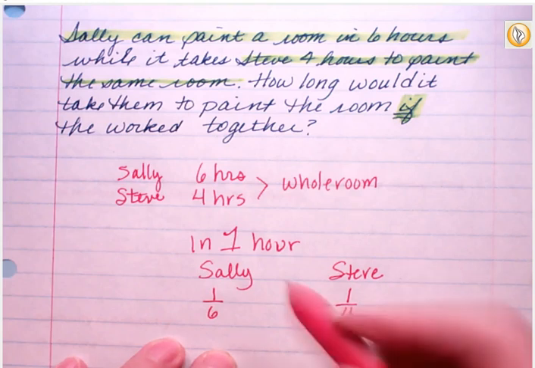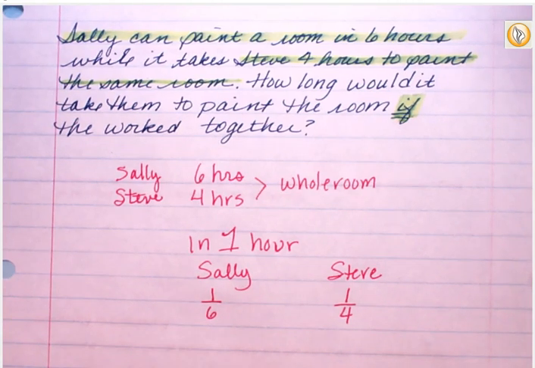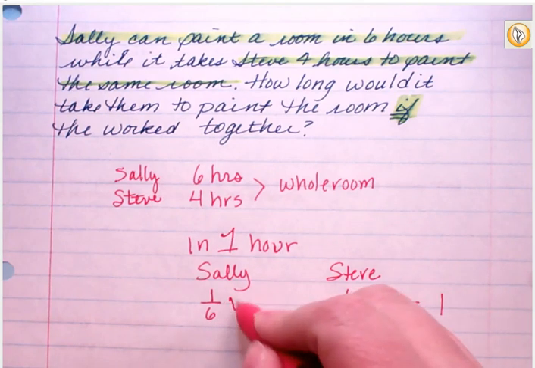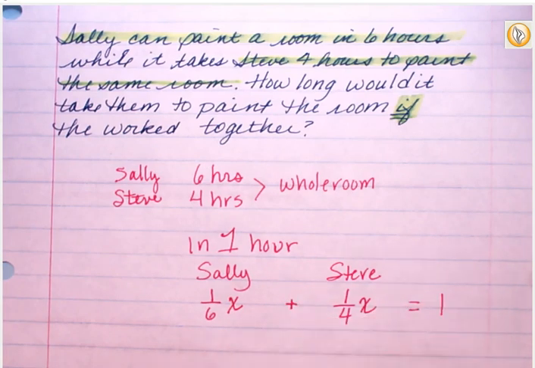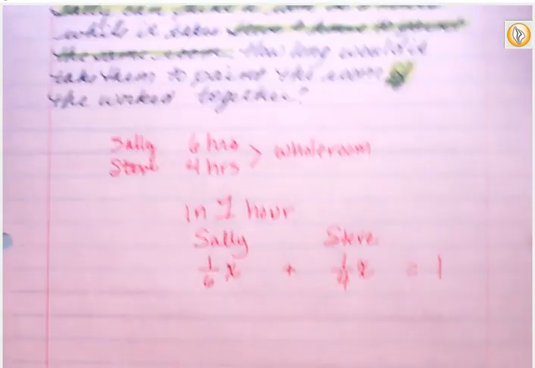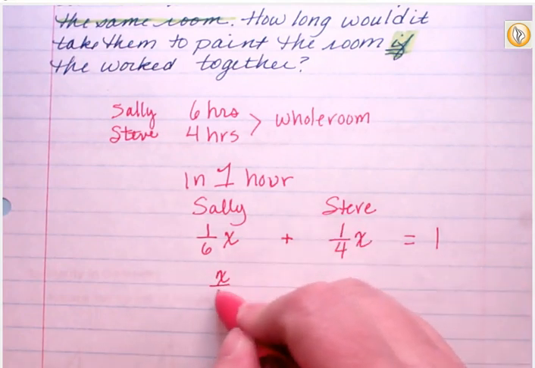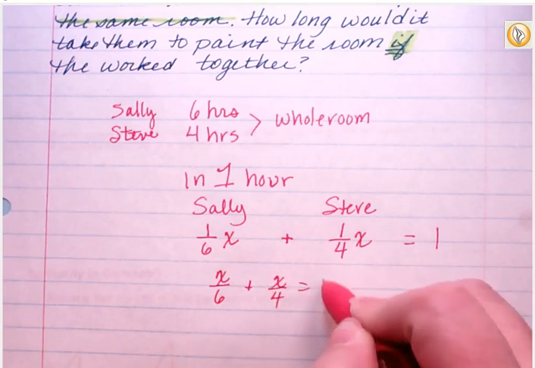Okay. So we've got Sally's in an hour and Steve's in an hour. But do we know how long they're working together? No. So we don't know that time, but we do know that they're going to complete one job. They're going to paint one room. So Sally's going to do 1/6 of the work, Steve's going to do 1/4 of the work, and they're going to work together. So now we have our equation, which is x divided by 6 plus x divided by 4 equals 1 job.